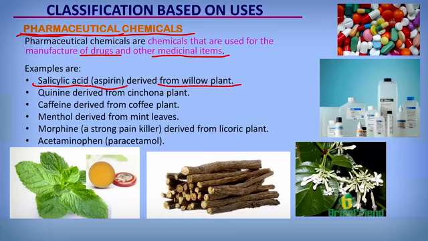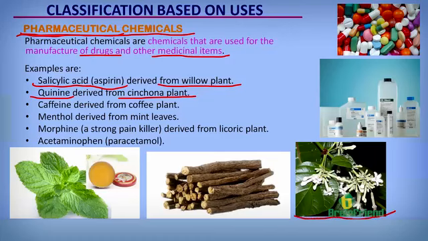We also have quinine. Quinine is a pharmaceutical chemical that is used to manufacture anti-malaria drugs, drugs that are used to treat malaria. Quinine can be gotten from the cinchona plant. The cinchona plant is found in our environment. It grows in the forest. This is an example of a cinchona plant.